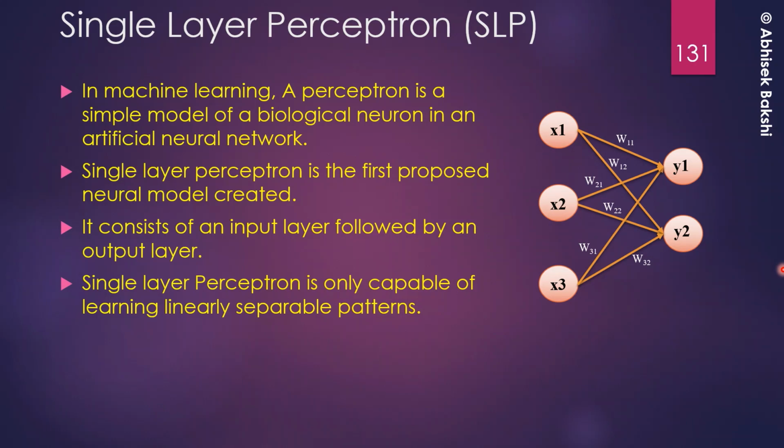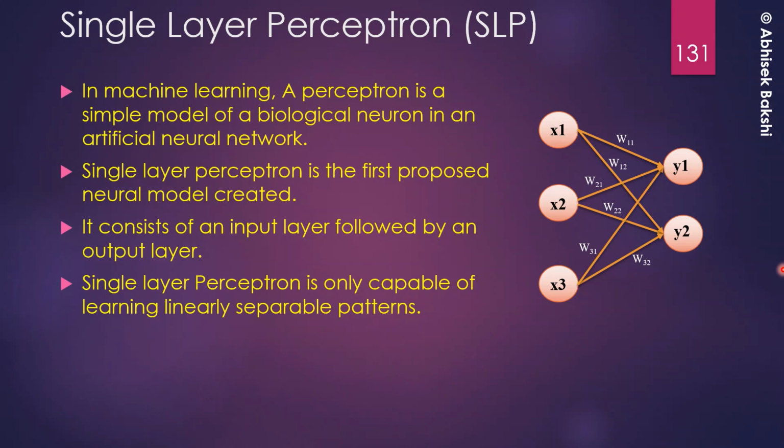As we have already discussed few things regarding the artificial neural network, here we will start with a specific type of artificial neural network that we call single layer perceptron. By definition, in machine learning, a perceptron is a simple model of a biological neuron in an artificial neural network.